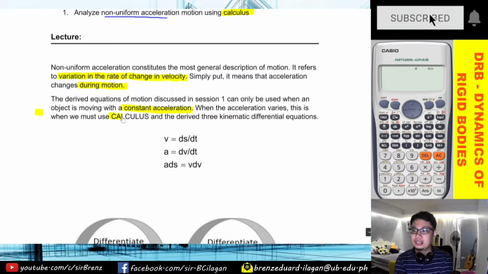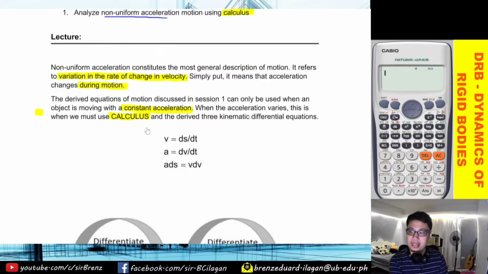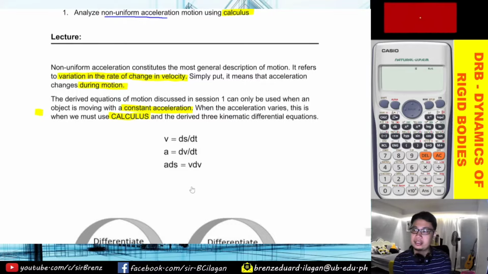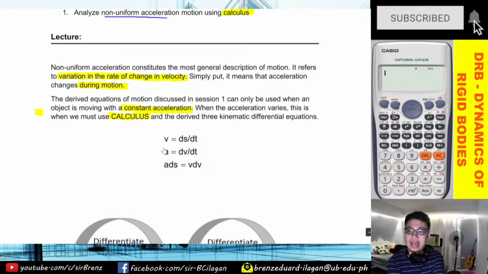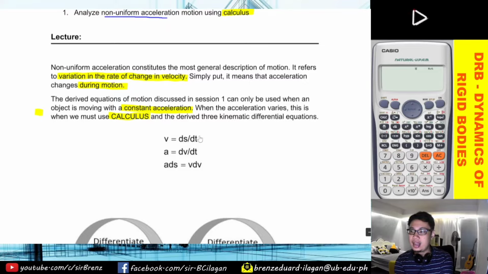Diyos ko, capitalize pa yung ano. And the derived 3 kinematic differential equation. So, ito naman is na-discuss din sa last module natin. So, alam naman natin that yung velocity mo, that is ds all over dt. Acceleration, so that is dv over dt. And ito, nakuha natin tong a ds is equals to v dv using these two equation.